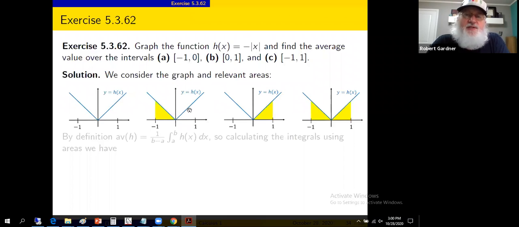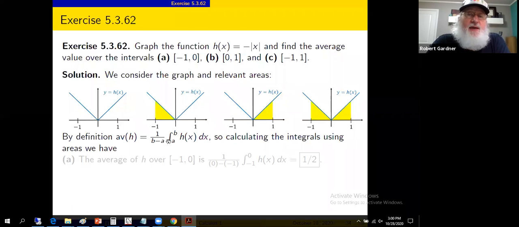So we can treat it as these particular areas here. All right, with the absolute value function, not the negative absolute value function, we get the following. Typo, I will fix that in the posted notes online. And let's find the averages. All right, by definition, the average is 1 over b minus a times the integral from a to b of h of x dx. If it's a non-negative function, then I can totally talk areas as representing integrals.